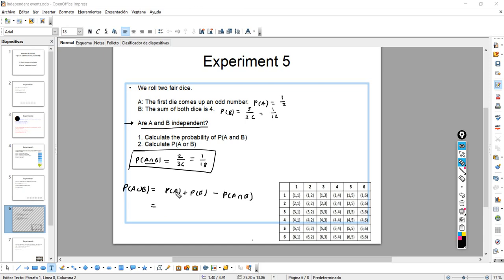So this is going to be probability of A, it's going to be 1/2. The probability of B is going to be 1/12, and the probability of the event A and B is 1/18. And that's it, guys. This is it. You can actually leave it like this if you want. Doesn't make any difference. That's the solution. So that concludes the experiment number 5.